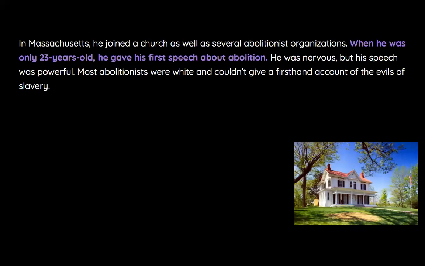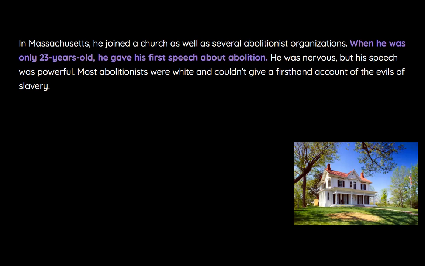So when he lived in Massachusetts, Frederick Douglass joined a church and a number of other abolitionist organizations fighting to end slavery in the United States. When he was only 23 years old, he gave his first speech about abolition. He was nervous, but his speech was very powerful.